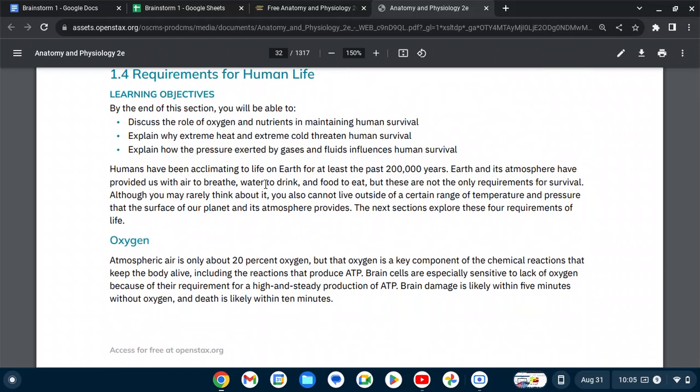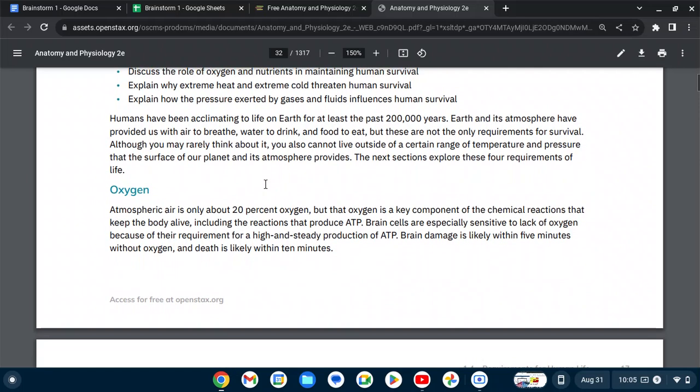1.4 Requirements for human life. Learning objectives. By the end of this section, you will be able to discuss the role of oxygen and nutrients in maintaining human survival, explain why extreme heat and extreme cold threaten human survival, and explain how pressure exerted by gases and fluids influences human survival.